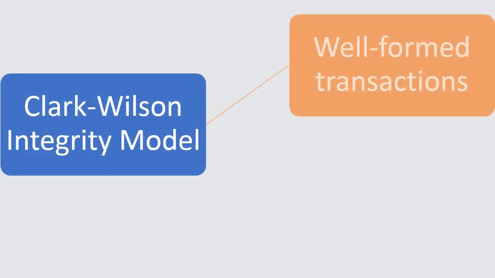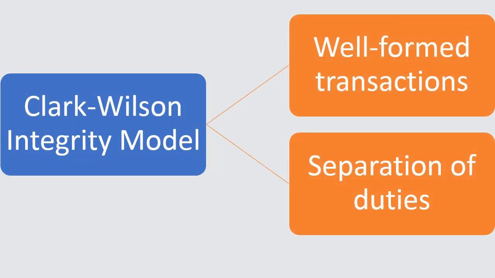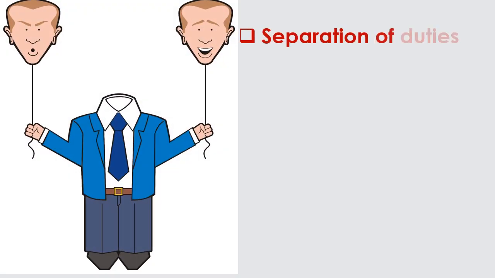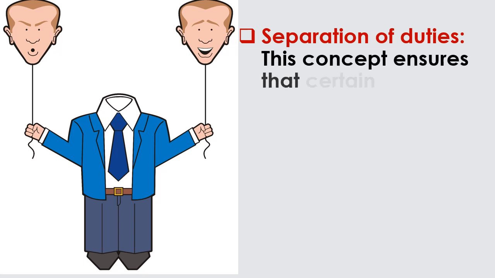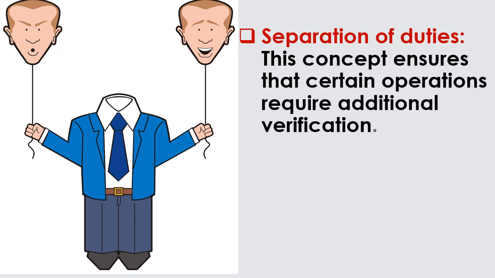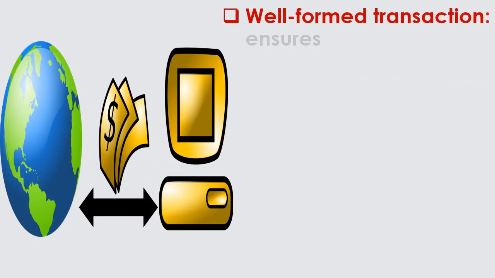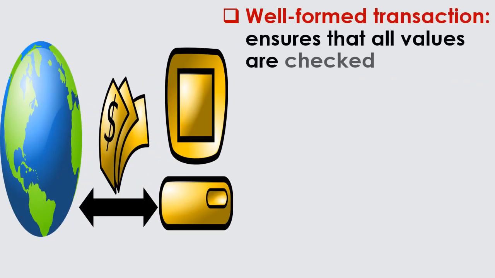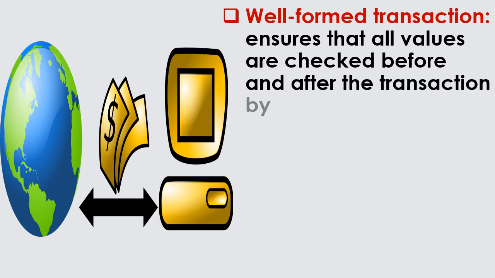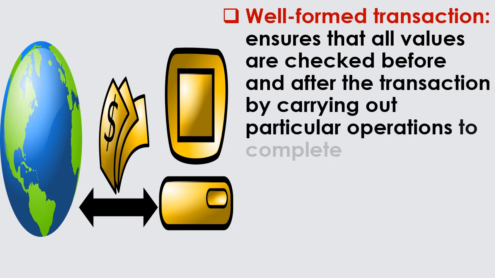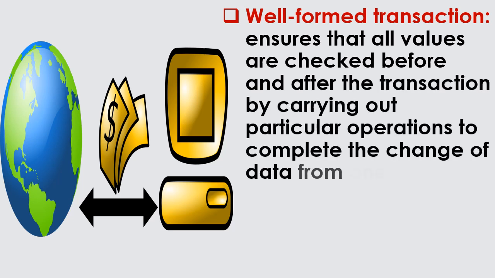The Clark-Wilson integrity model also sets well-formed transactions and separation of duties. Separation of duties: this concept ensures that certain operations require additional verification. A well-formed transaction ensures that all values are checked before and after the transaction by carrying out particular operations to complete the change of data from one state to another.